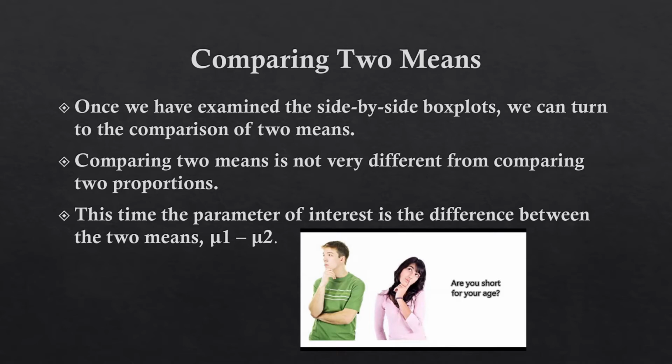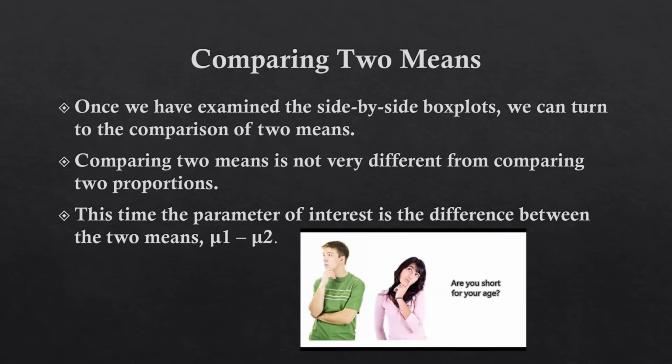for two batteries. We have the name brand and then the store brand batteries. When it comes to comparing the two, we could compare the average duration of life for each type of battery. And comparing two means is really not that different from comparing two proportions. Before we had p1 minus p2, that was our parameter of interest, the difference of the two proportions. For a two-mean test or interval, our parameter of interest is the difference between the two means.